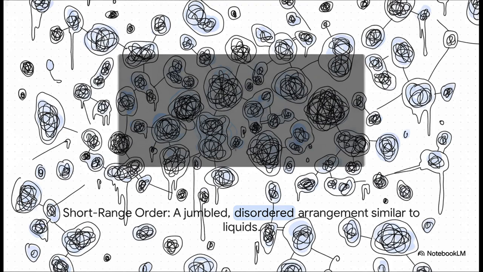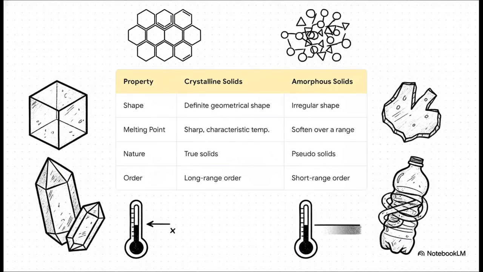They're more like a disorganized crowd at a concert. Yeah, you might see a few small groups of people standing together, but there's no overall pattern. Their structure is actually a lot more like a liquid that's been frozen in place. And this difference on the inside, it has huge effects on the outside that we can totally see and measure.